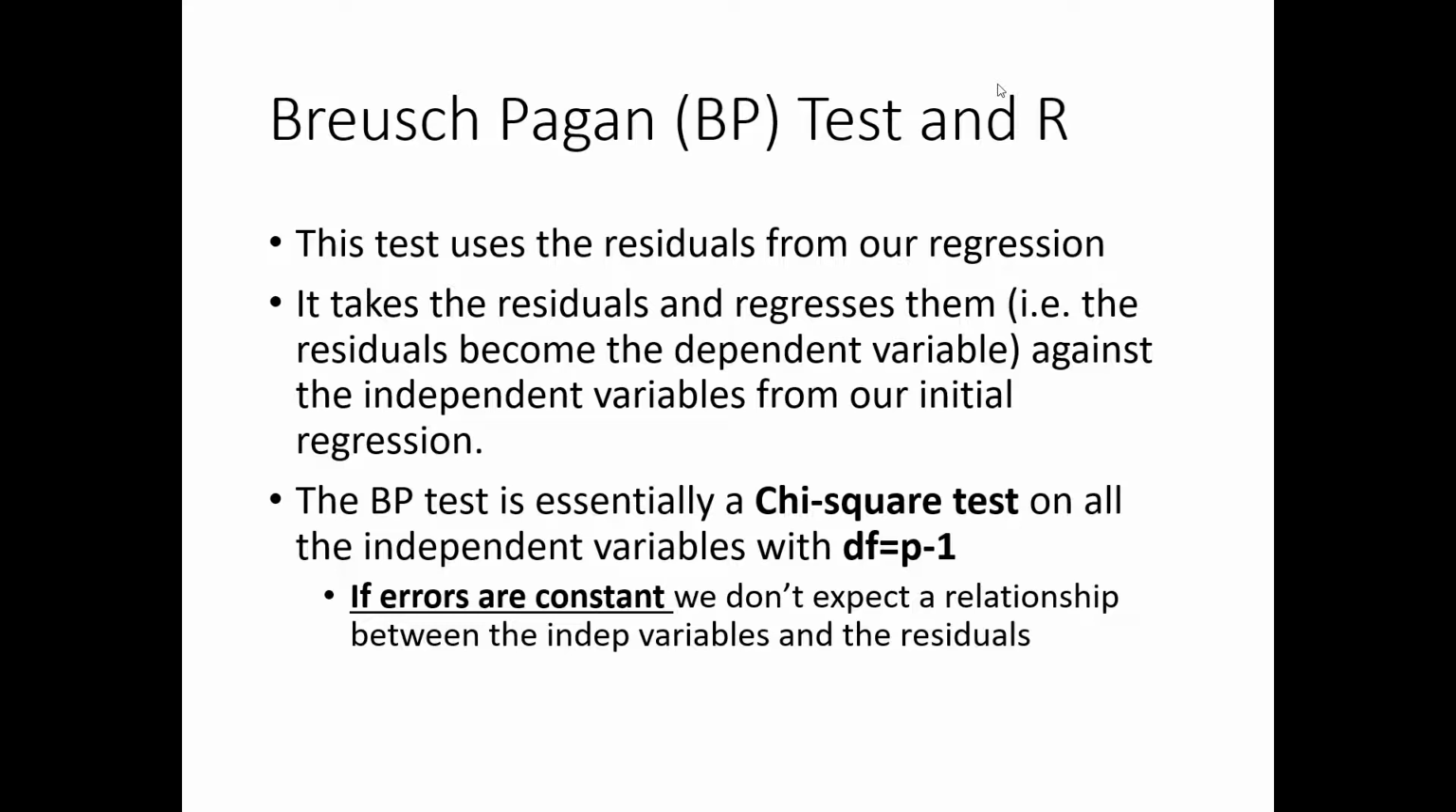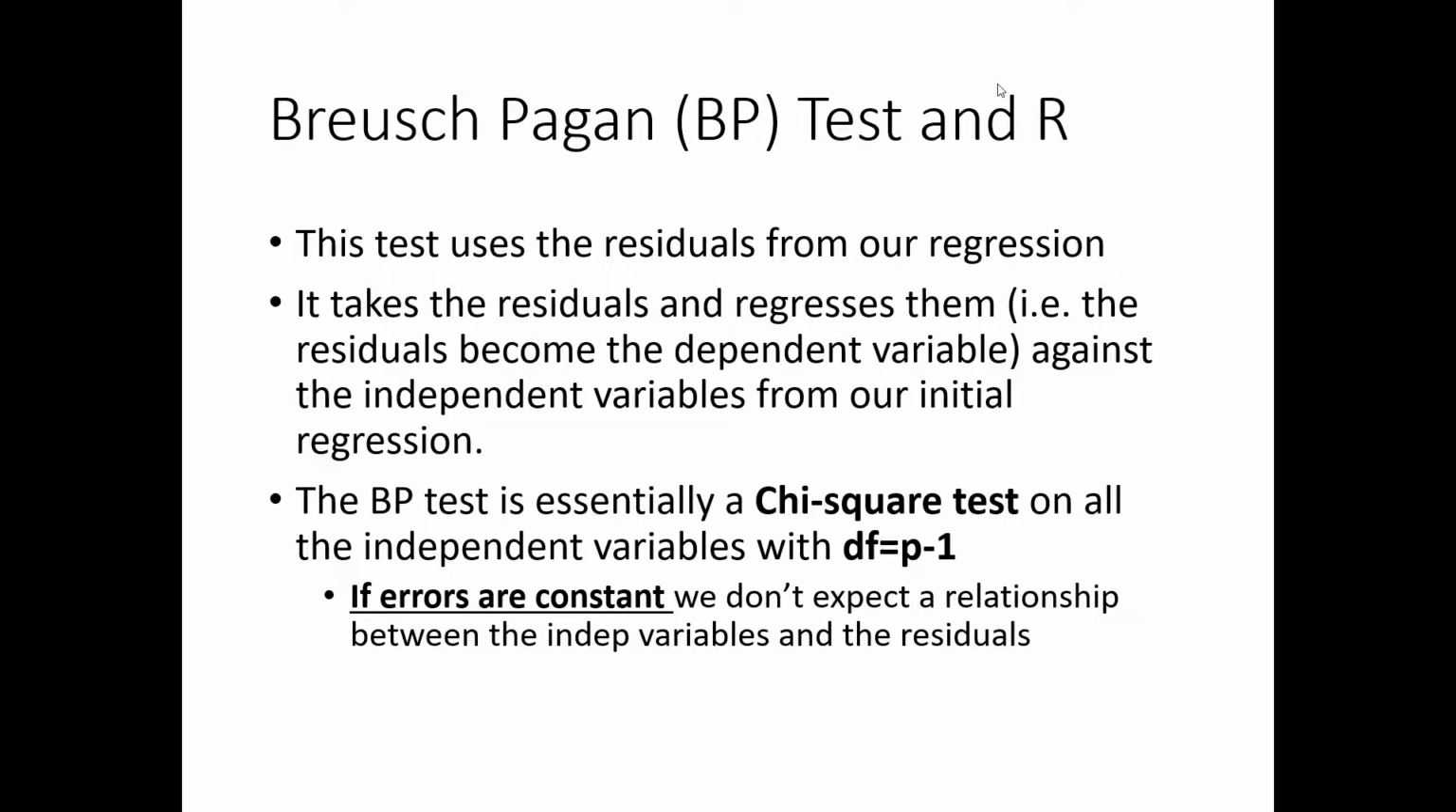Okay. So it's a chi-square test, which is awesome because we've done chi-square test stuff now, so we know how that's distributed. The degrees of freedom is p minus 1, p being what p was before, the number of x variables, the number of independent variables, minus 1. Now, if the errors are constant, we don't expect a relationship between those independent variables and the residuals.